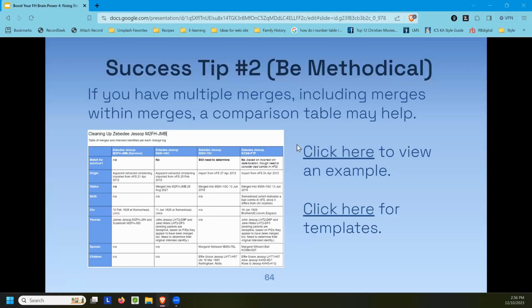If those templates are helpful to you, please feel free to download them and use them. Being methodical is a great way not to make yourself crazy, and also to make sure that you take care of everything that needs to be taken care of when you're untangling these messes.